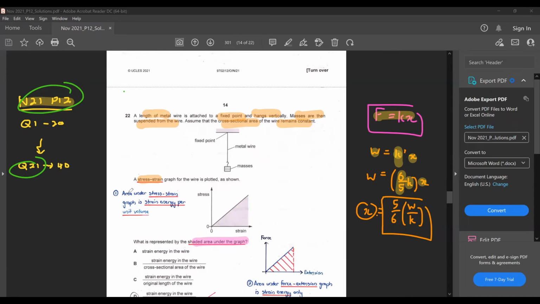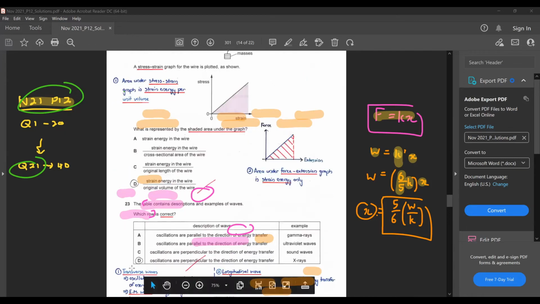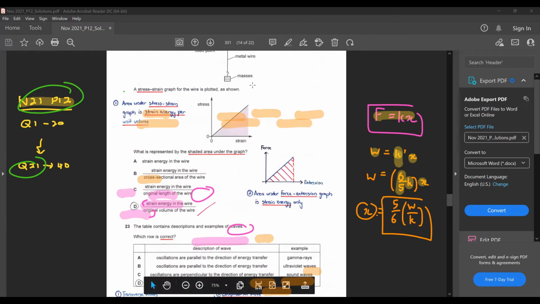Now, this one I mentioned to you before under the topic of deformation of solids. If you are given a stress strain graph, the area is strain energy per unit volume. It's only when you're given a force extension graph that the area under the graph is strain energy. So here, you need to be careful about the axes that are given. It is not force versus extension, rather it is stress versus strain. If it's stress versus strain, it's strain energy per unit volume. So the answer for this would be D.